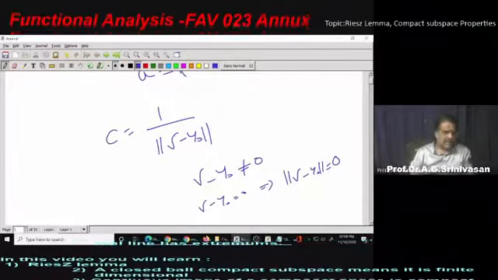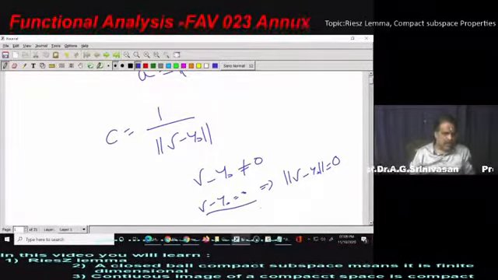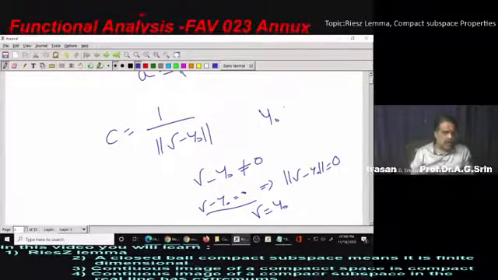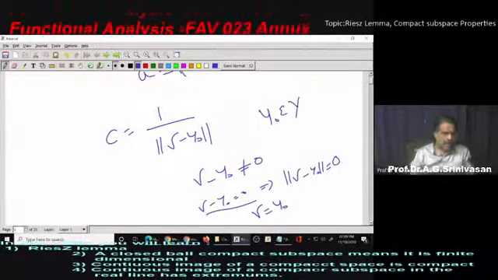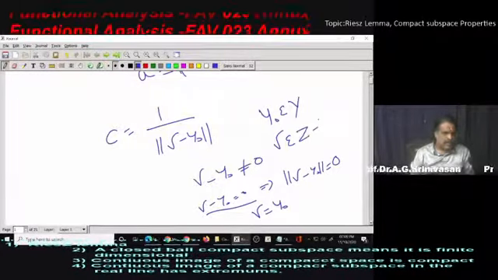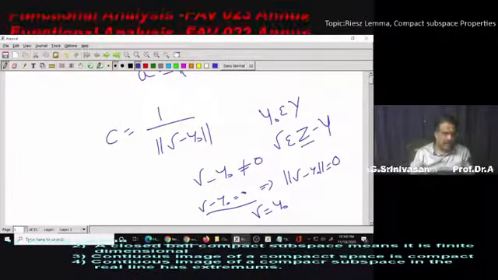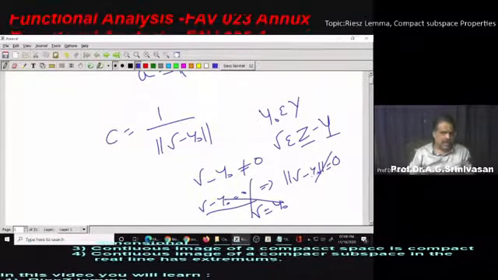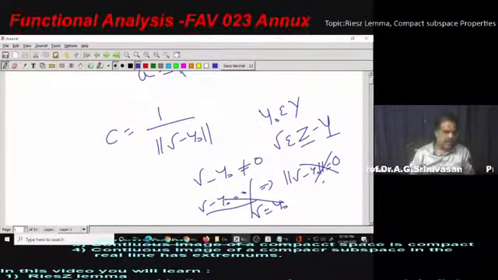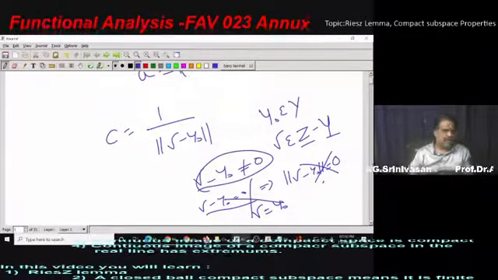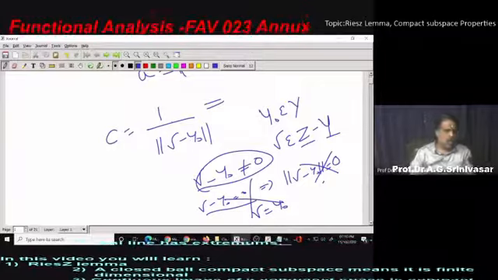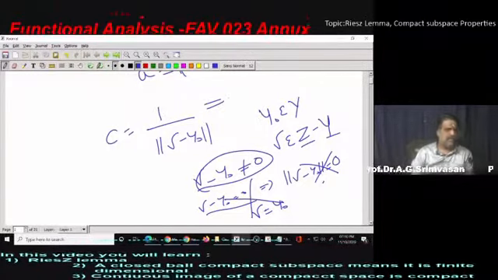That's the first point. Second, if v minus y naught is 0, then v is equal to y naught. But y naught was chosen from Y. v is chosen from Z minus Y. It is an element of Z, but not in Y. So this cannot happen. Therefore, c cannot be 0. This is not 0, so 1 by a real number is well defined.